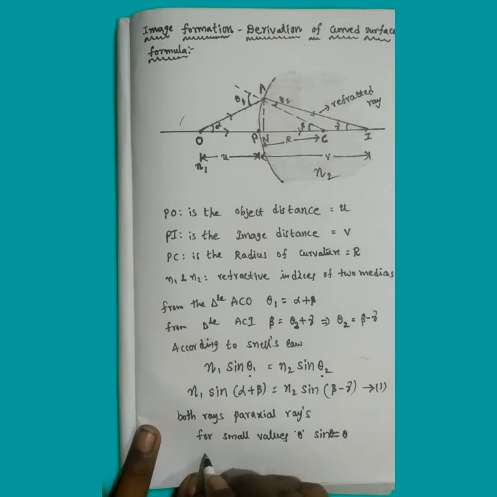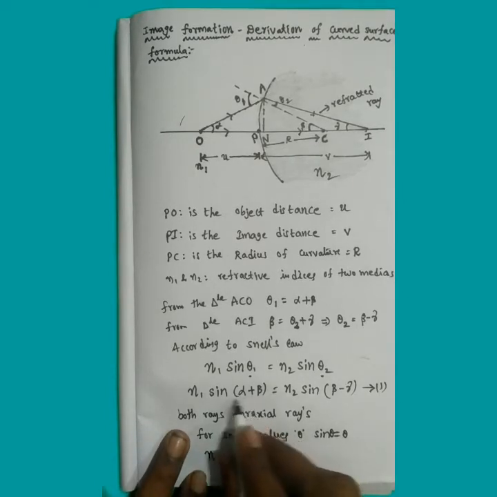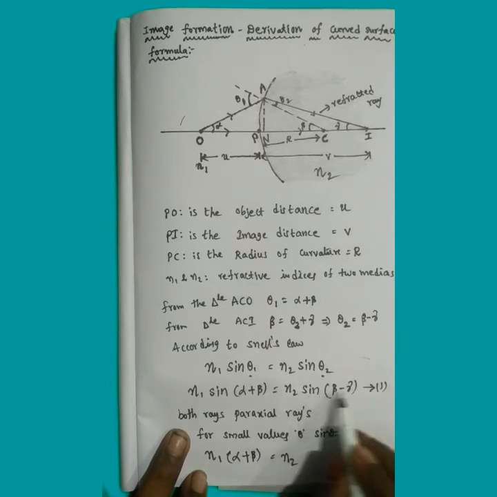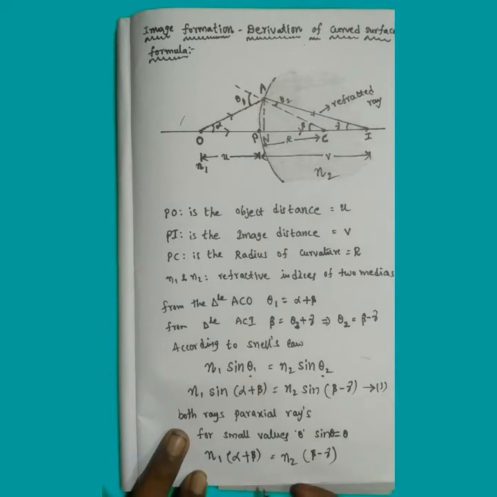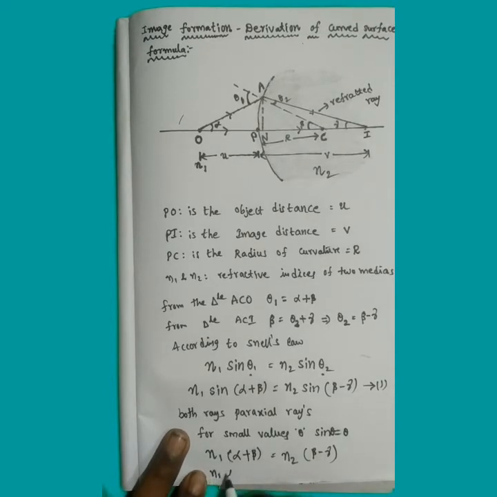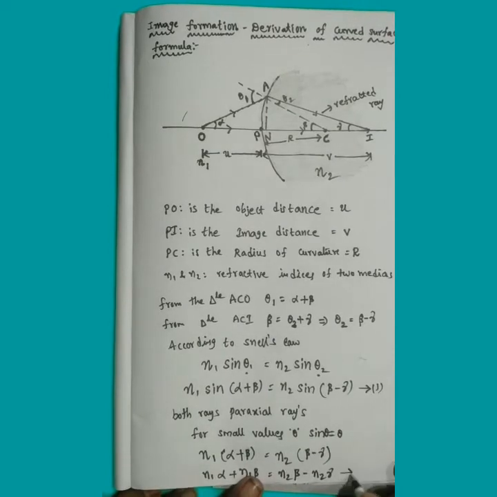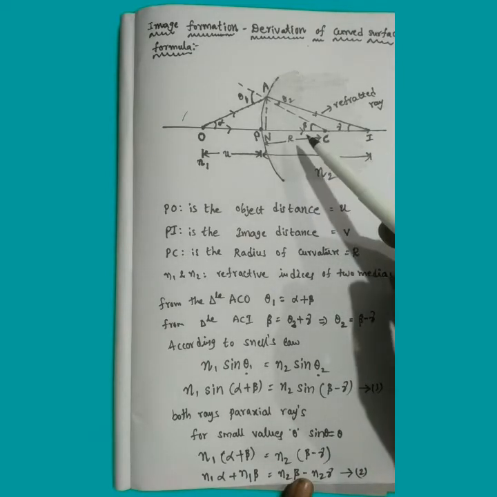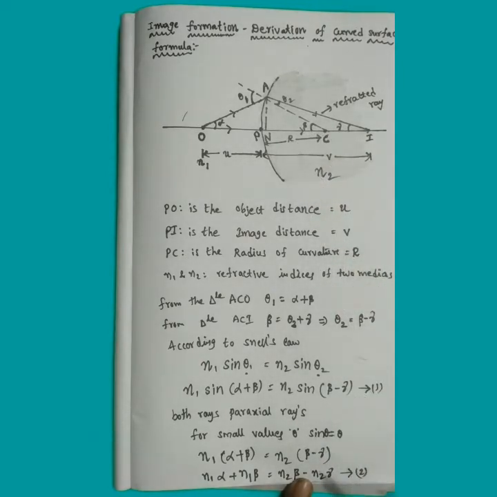The first equation we will write like this: n1 into sin of alpha plus beta, that means sin theta equals theta, so alpha plus beta, equals n2 into sin of beta minus gamma, that means beta minus gamma. We will do the cross multiplication. So n1 alpha plus n1 beta equals n2 beta minus n2 gamma. This equation we can call equation number 2. Just keep this diagram in your mind, and these equations.